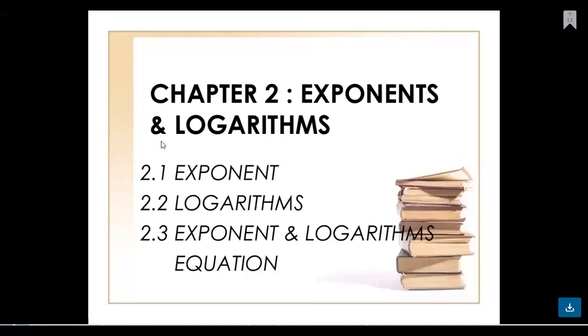Okay, so we're done with percentage, fraction, ratio, and what else? Ayan, so done na tayo doon, no, with decimals. So again, fraction, decimal, percentage, and we are already done with that. So yung next lesson natin is yung exponents and logarithms.